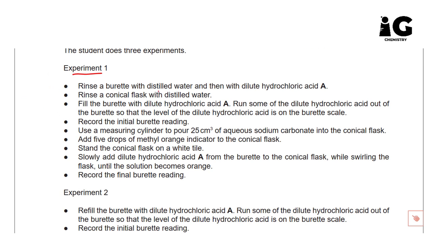So here, rinse a burette with distilled water and then with dilute hydrochloric acid A. And then rinse a conical flask with distilled water only, and then fill the burette with dilute hydrochloric acid A. Run some of the dilute hydrochloric acid out of the burette so that the level is on the burette scale. Record the initial burette reading, and then use a measuring cylinder to pour 25 cm³ of aqueous sodium carbonate into a conical flask. So add 5 drops of methyl orange indicator to the conical flask.